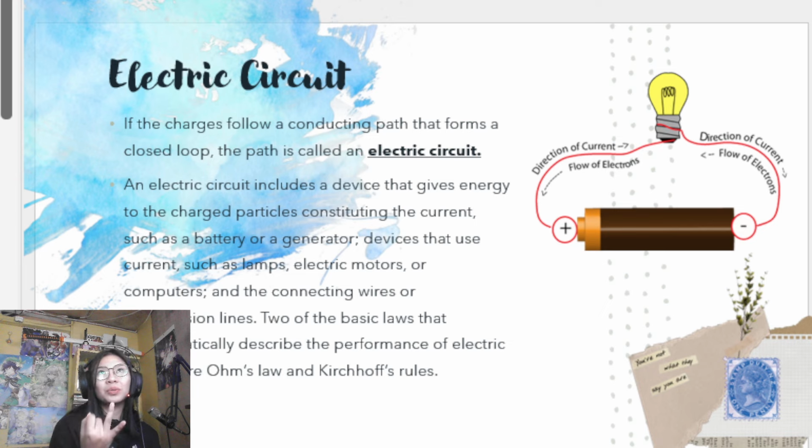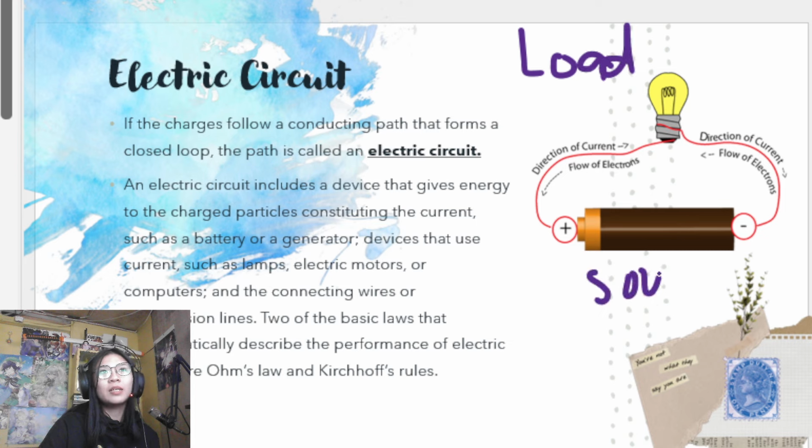Next is the load. Load, as in when you load your phone. Your source is the battery. Now, the load is the one that spends the energy provided by your source. So if there is a supply, there must be something that spends what is supplied. Loads can be devices that use current, such as bulbs, lamps, motors, computers, gadgets. They are the devices that use your electrical energy or electricity. That is why they are called loads.